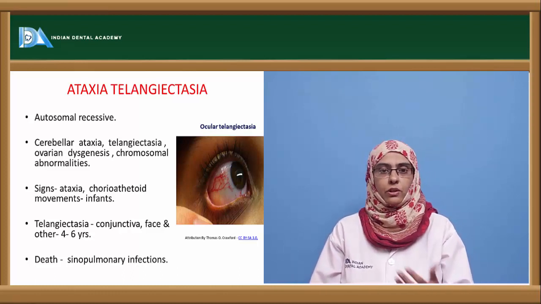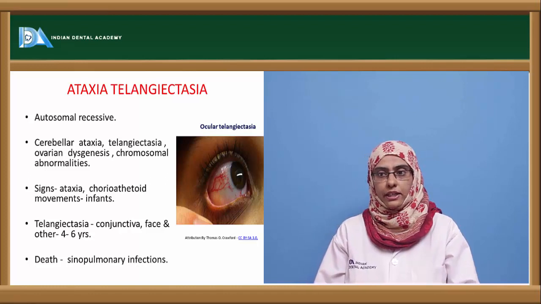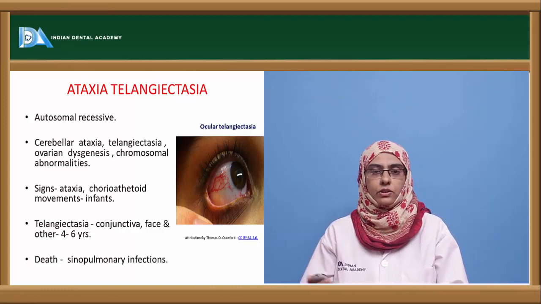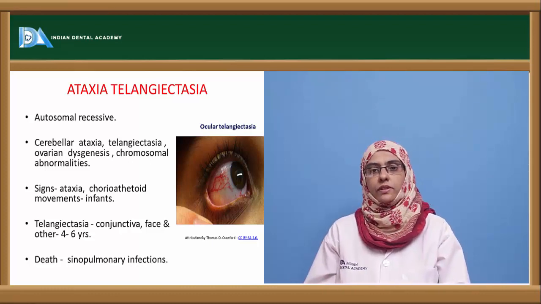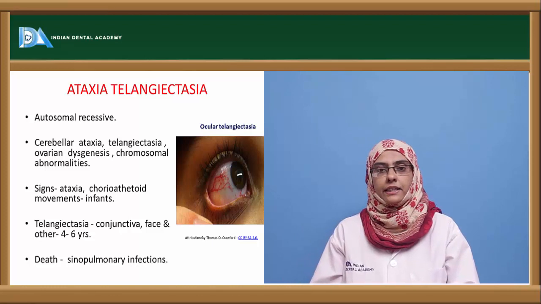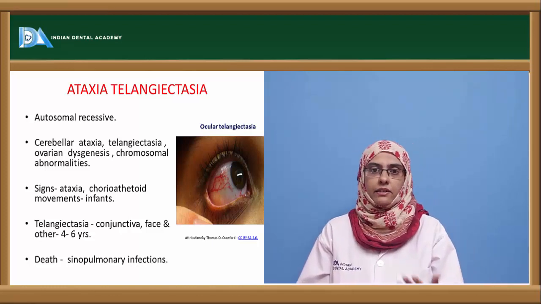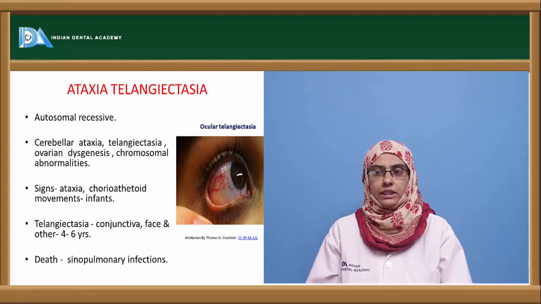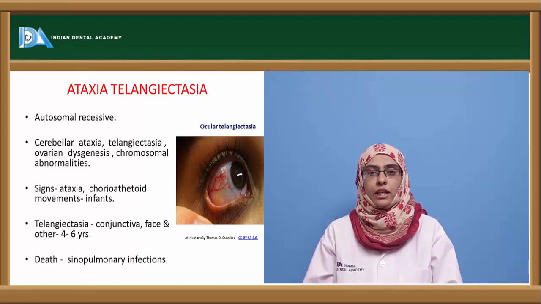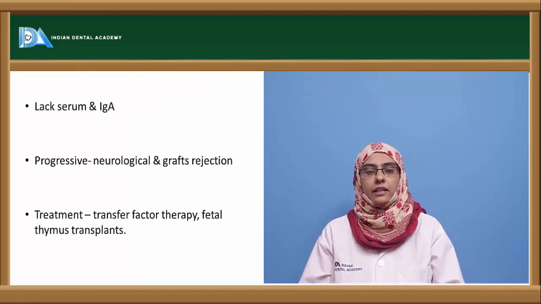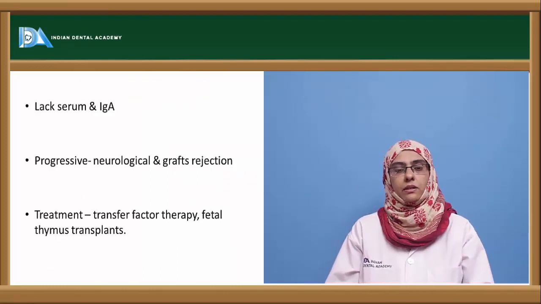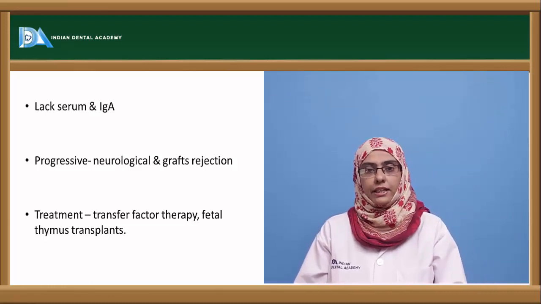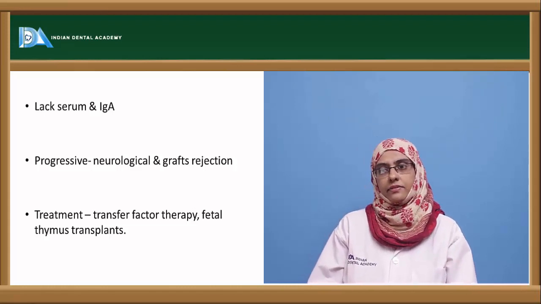where normal voluntary body movements cannot be seen, and choreoathetoid movements in the infants, that is the loss of normal body movements, usually seen in infants due to the ataxia. Next is telangiectasia. It involves either the face or the conjunctiva, usually in patients between 4 to 6 years, and death occurs in the patient due to sinopulmonary infections. And in the case of this patient, there is a decreased production of serum IgA antibodies, leading to progressive neurological problems and graft rejections.